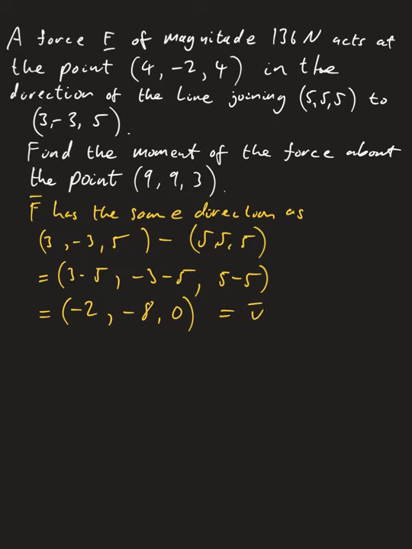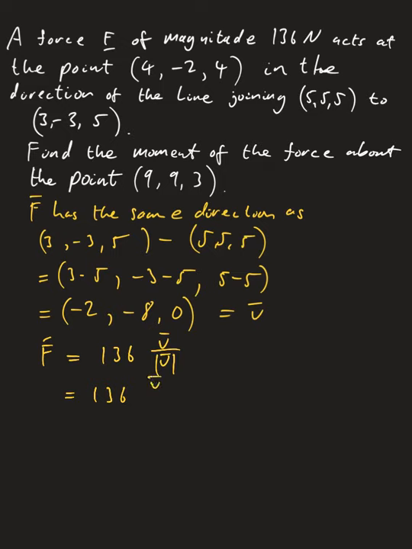Now I want my vector F to have that direction but a magnitude of 136. So F is going to be equal to 136 times V divided by the magnitude of V. The reason for that is that V divided by the magnitude of V will be a vector of magnitude 1 in the direction that we want, and then multiply it by 136 to get a vector with both the magnitude and the direction that we want. So that's equal to 136 times V divided by the magnitude of V.